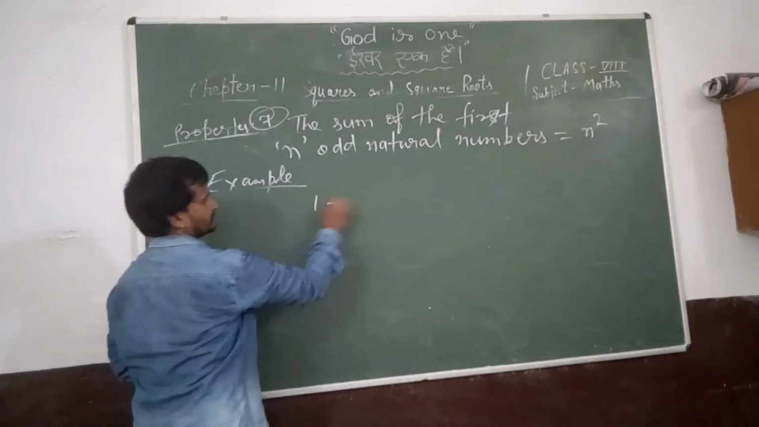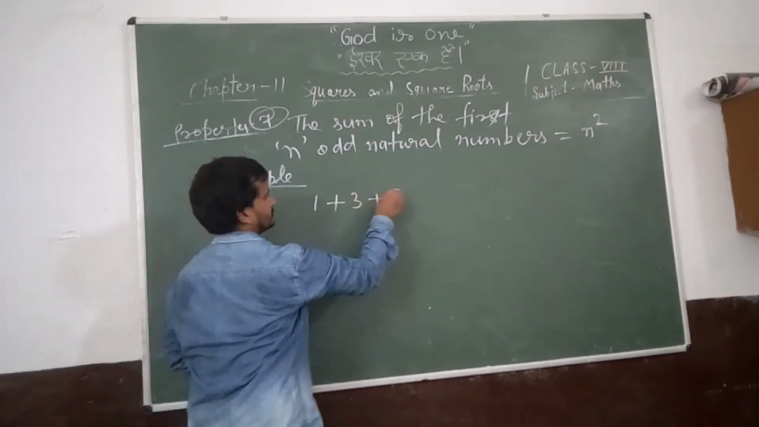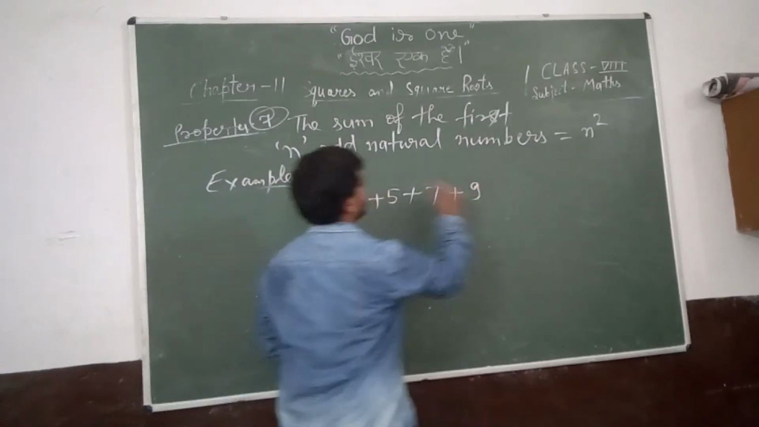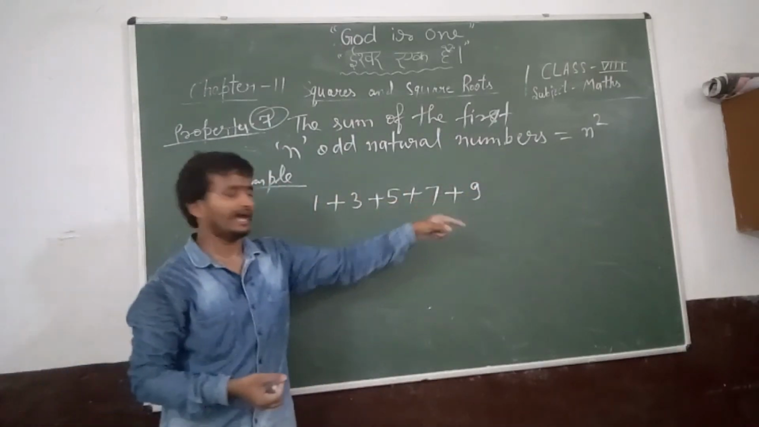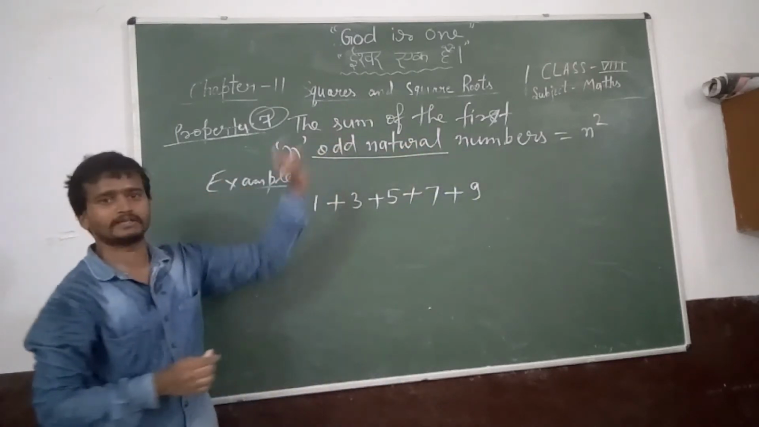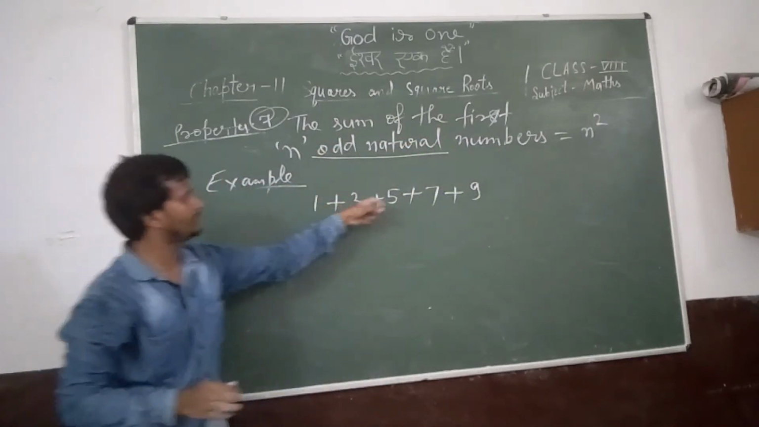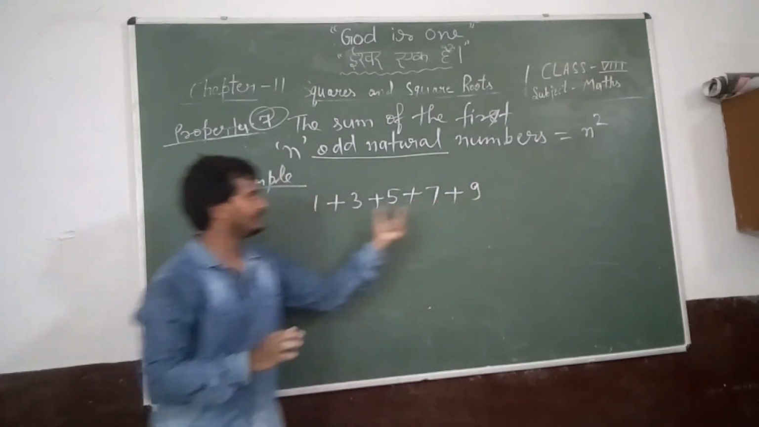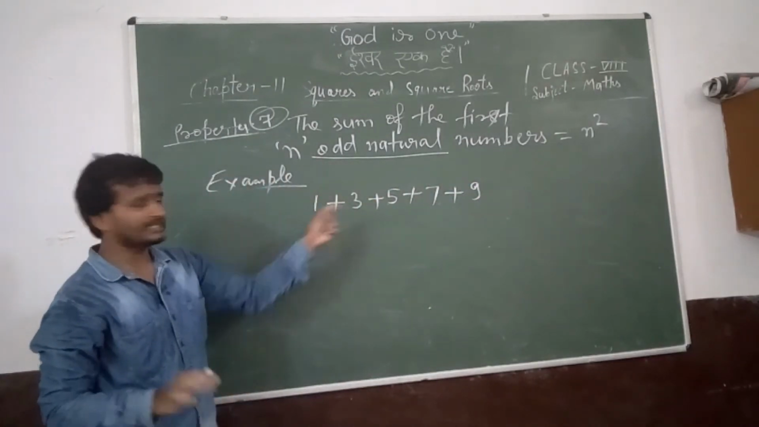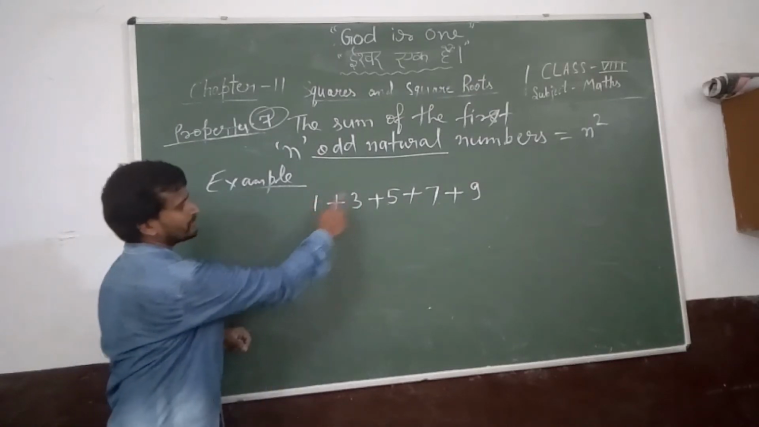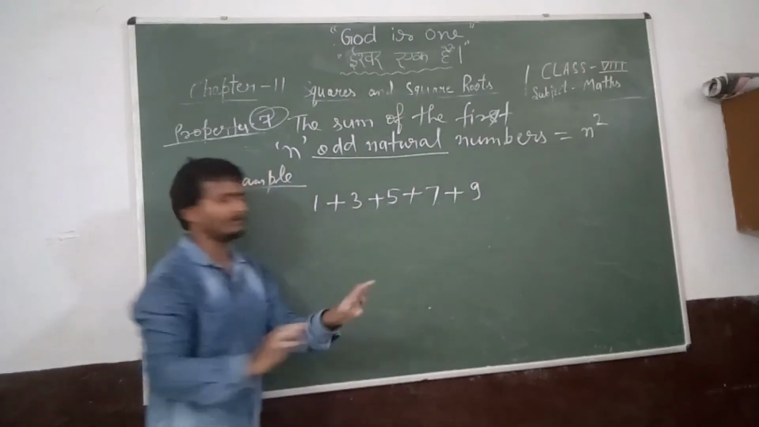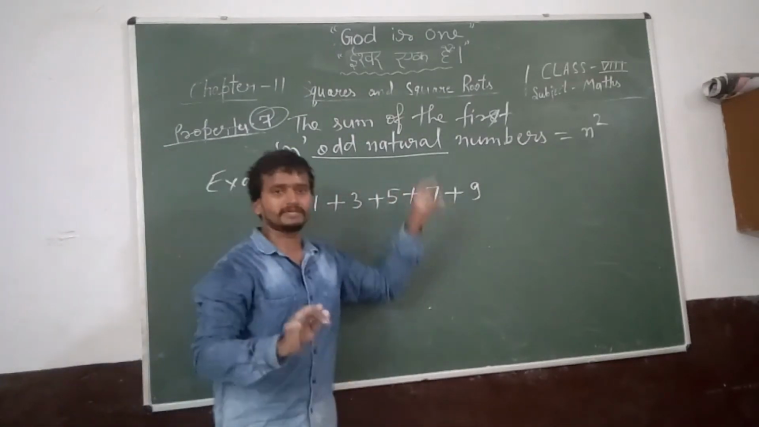Suppose we have these numbers, and these all are odd natural numbers: 1, 3, 5, 7, 9. Here there is no need to calculate like this: 1 plus 3 is 4, 4 plus 5 is 9, 9 plus 7 is 16, 16 plus 9 is 25. By this you can make mistakes.